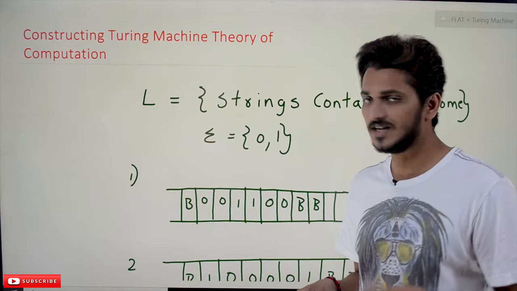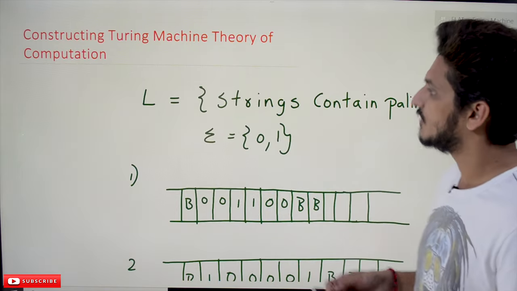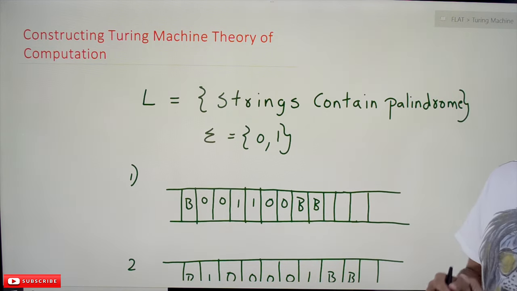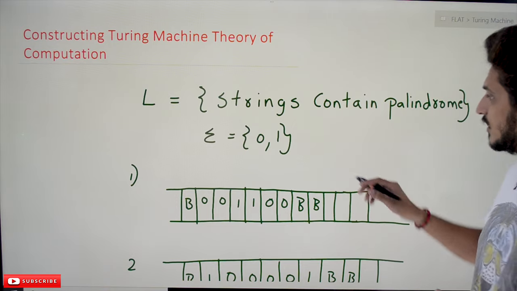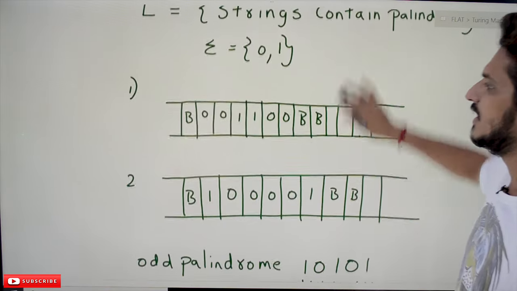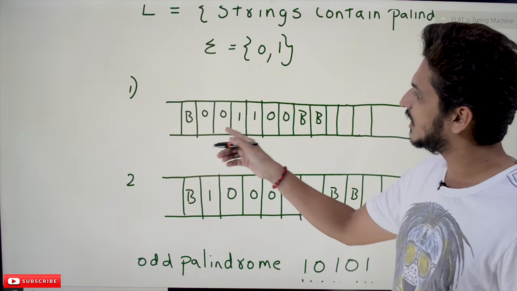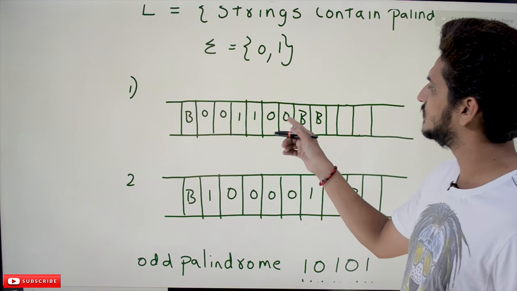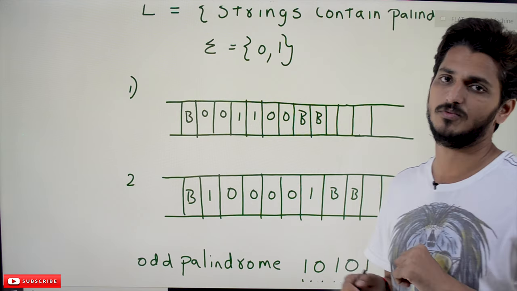Coming to today's class, let's take an example and understand how we construct a Turing machine for the language L is equal to strings containing palindromes, where sigma is equal to {0, 1}. Palindromes, we already know what palindromes mean. So let's take this as the finite tape of the Turing machine. On the tape, on the memory, we have the input 0, 0, 1, 1, 0, 0. This is a palindrome, and this is an even palindrome.